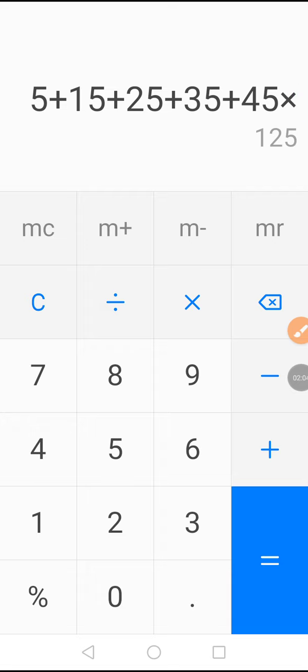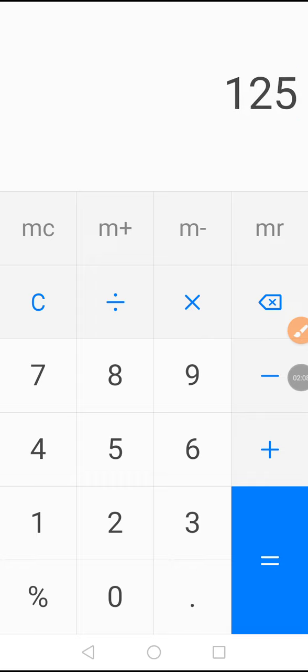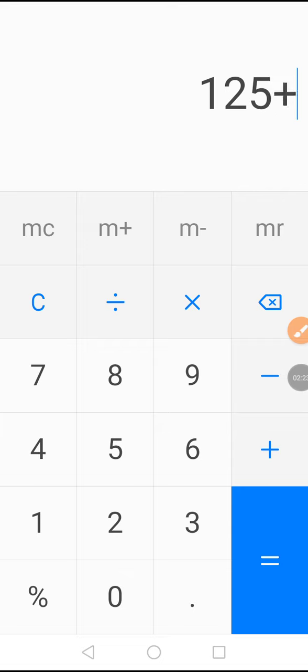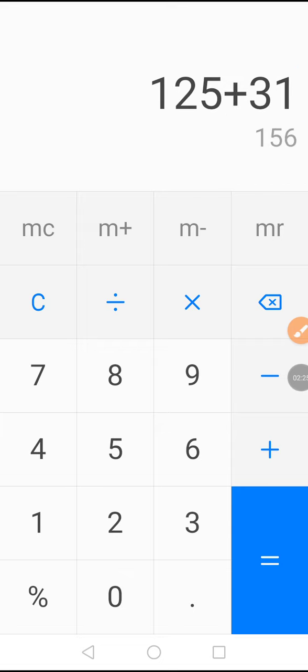What was the date today? Let's say 25 times 31. Perfect. Do you see the trick now? You don't add and then multiply directly. You add and then press equals, and then you multiply, because if we just multiply, we'll have a problem at the end of the day.